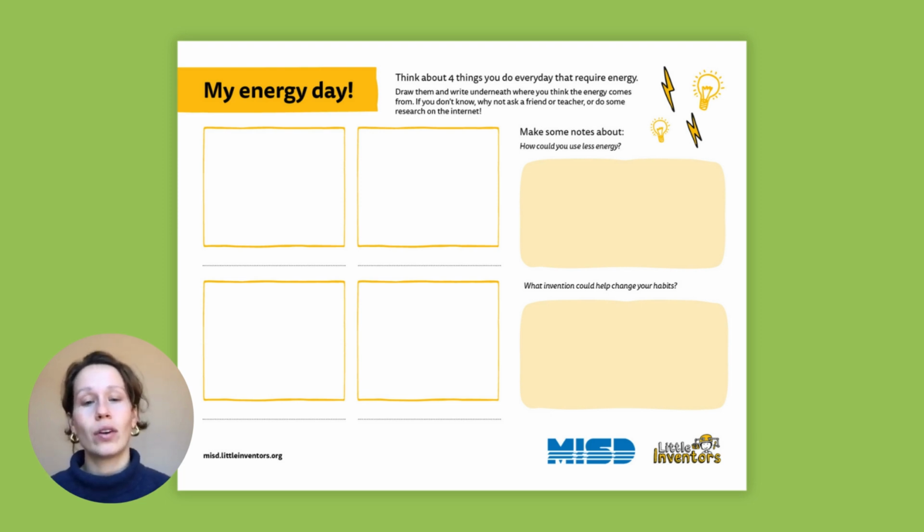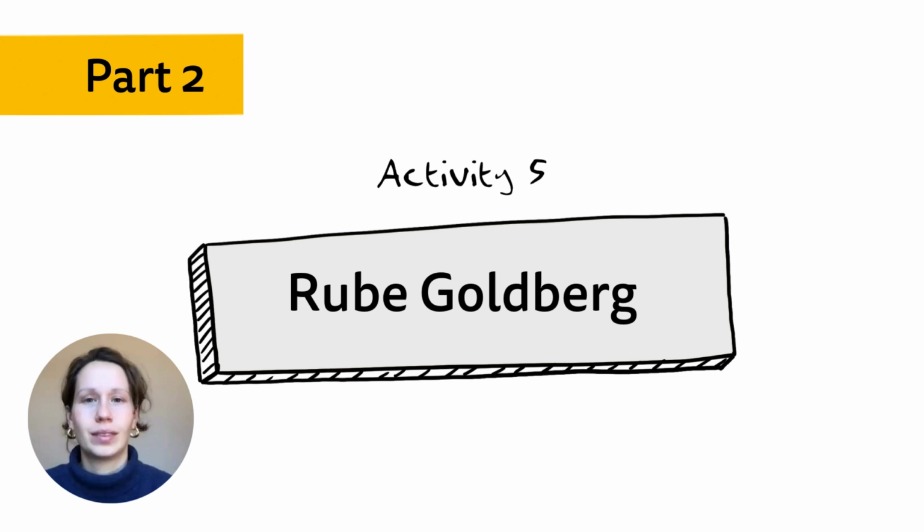Let's take turning on the lights as an example. We could save energy by turning off the lights when we leave the room. What if there was an invention to help us do that, like an automatic switch or something even more fun?